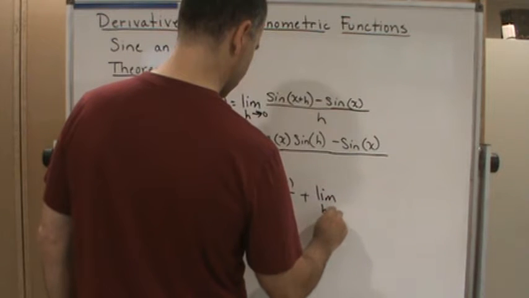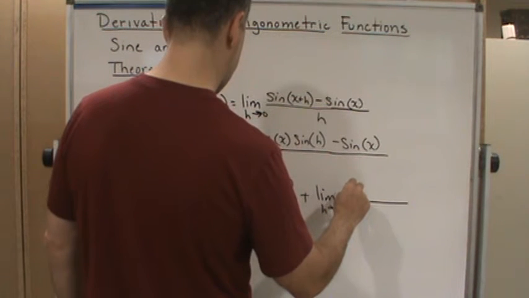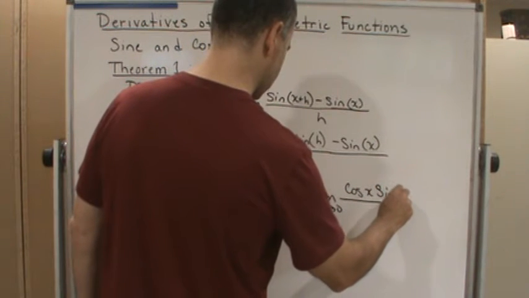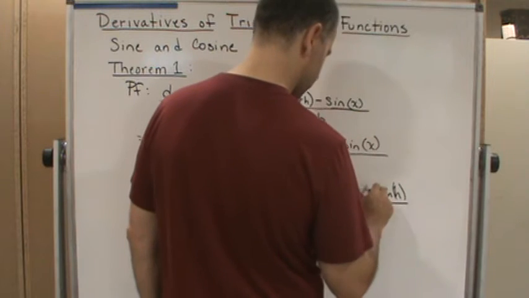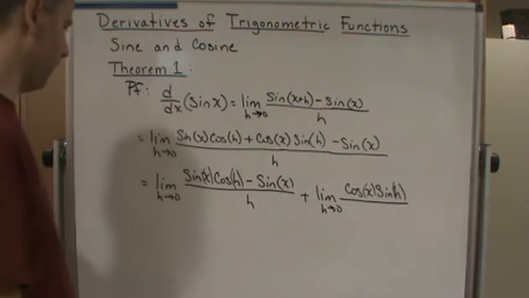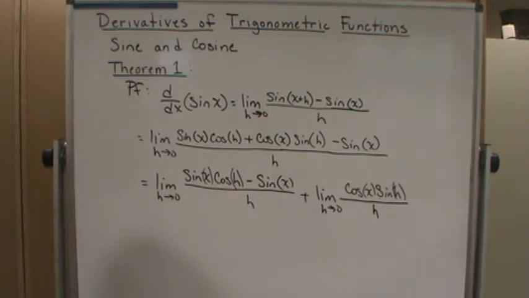the limit as h approaches 0 of cosine x sine h. You know what, let me put these in parentheses because I don't want you getting confused with hyperbolic cosine and hyperbolic sine. And of course, this is over h. Okay? So now, we're going to factor out sine x and cosine x.